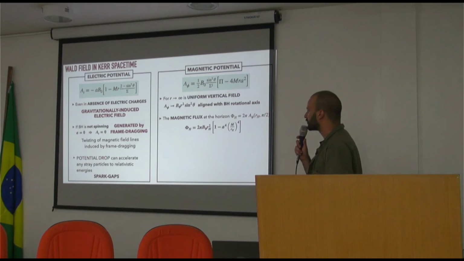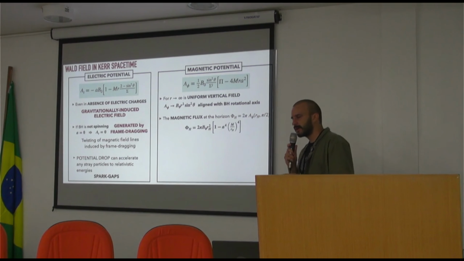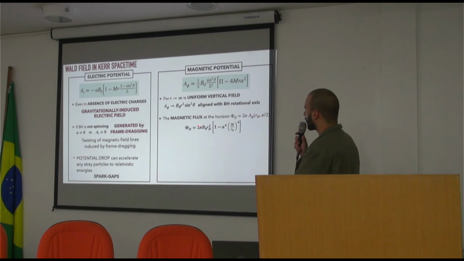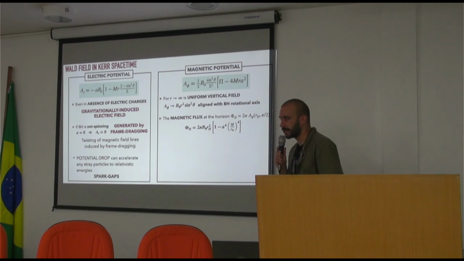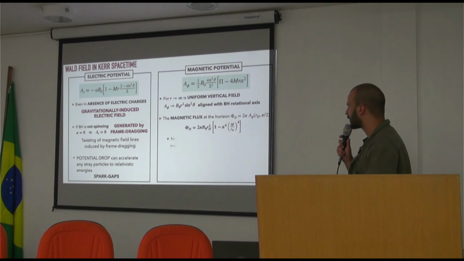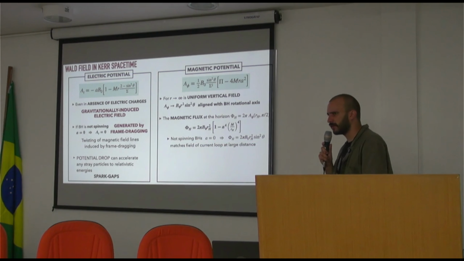So it is rather interesting now to understand what happens to the magnetic flux when it's evaluated at the horizon. The magnetic flux is always related to the azimuthal component of the gauge field by means of a factor 2 pi, by evaluating the gauge field at the horizon and at the equator. And here is the expression that we obtain. It is rather funny because now we see that if we don't have a spinning black hole, of course, the magnetic field precisely matches the field of a current loop pushed at infinity, which is what we expect.